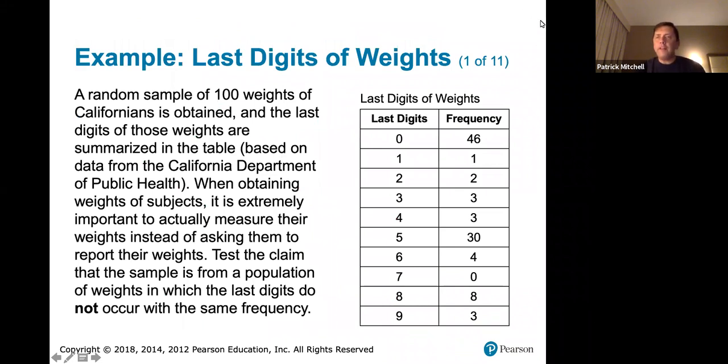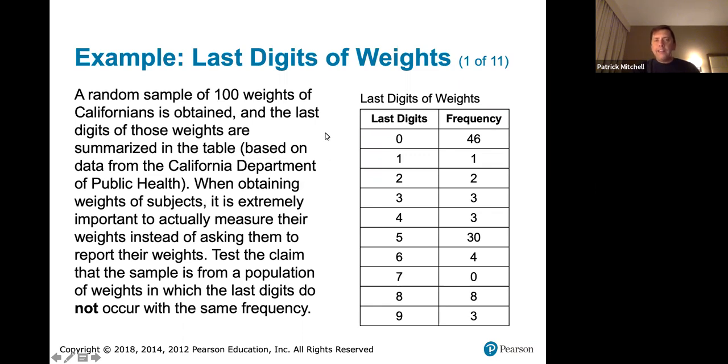All right, so here is our first official example. Last digits of weights. A random sample of 100 weights of Californians is obtained, and the last digits of those weights are summarized in the table. When obtaining weights of subjects, it is extremely important to actually measure their weights instead of asking them to report their weights. Test the claim that the sample is from a population of weights in which the last digits do not occur with the same frequency. All right. So if we had 100 people, and we actually weighed them, we would expect the last digit of their weight, all of these last digits, to come up pretty close to equally often, right?